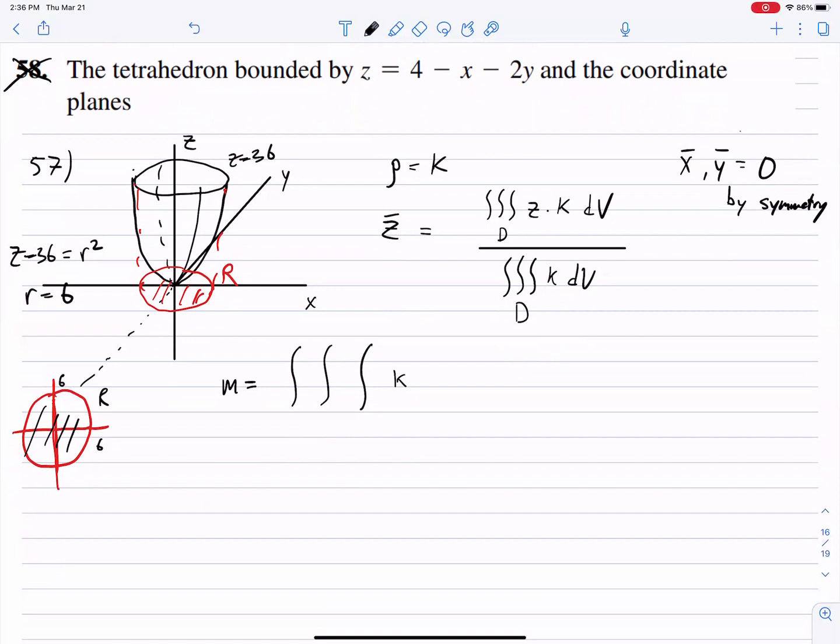If we slice up that region R, how do we slice that in polar coordinates? So theta goes from where to where? From 0 to 2 pi. Where's r going to go from? 0 to 6. And now where is z going to go from? What are our bounding functions? r squared is the bottom one, right? Because it's the paraboloid. And then it ends at 36. And then it's going to be r dz dr d theta, right?